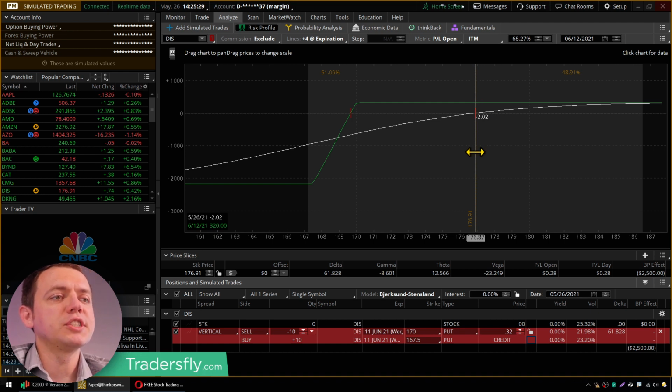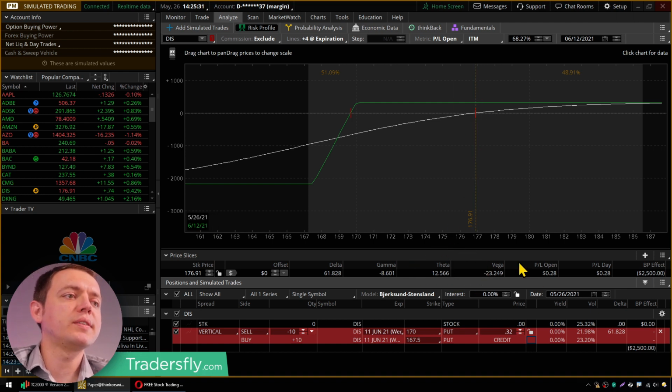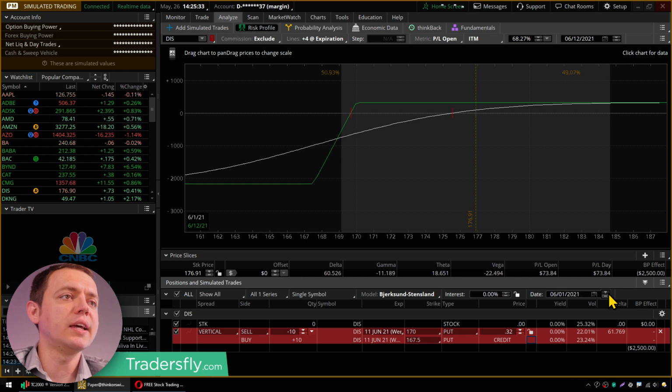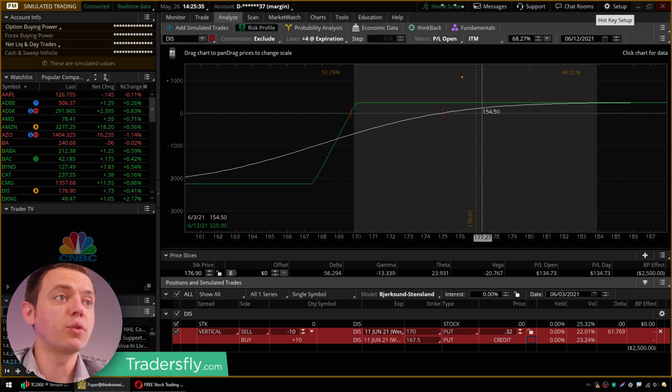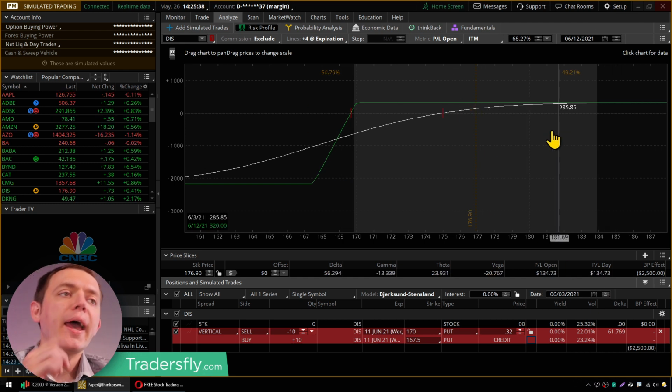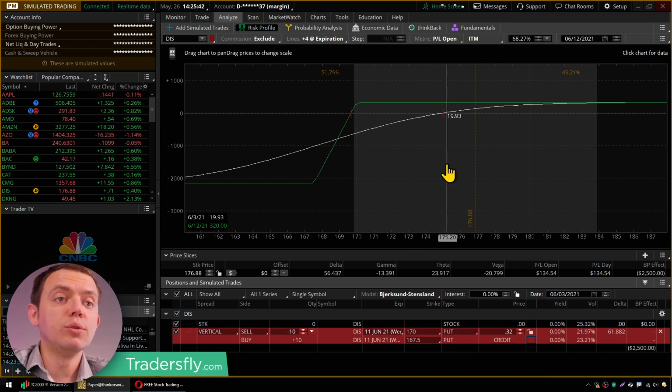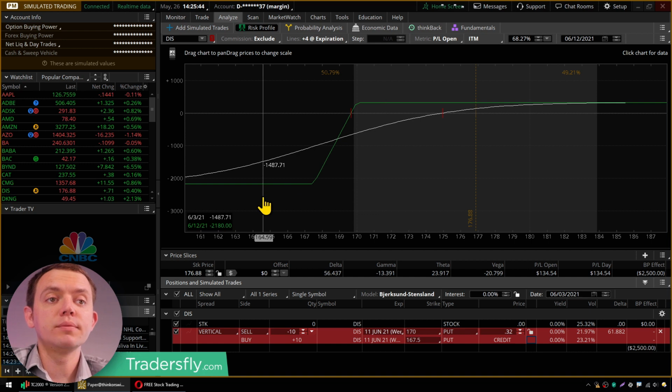So the way that this functions now is I'm making $12 a day. So with time, this slowly decays. And the white line, which is today, gets closer to the green line. As long as it's above that 170 at expiration, which is in about 15 days, you make your $320 on $2,180 of risk.